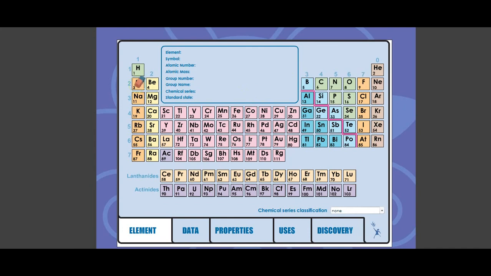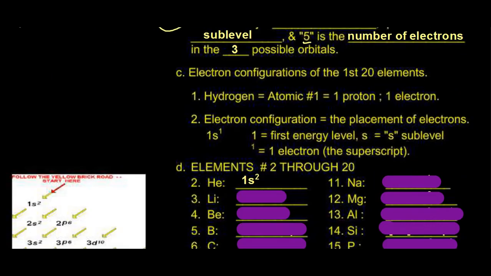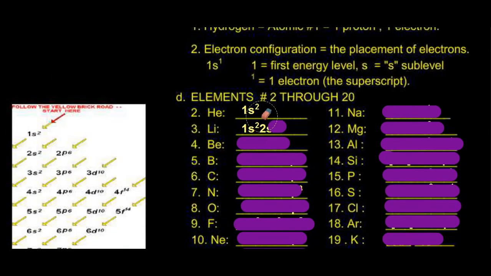Now, lithium is going to be 1s2, 2s1. Beryllium would be 1s2, 2s2. Let's go back to the next page. And then boron, we start counting across. That's going to be 1s2, 2s2, because that takes us through beryllium and finishes that rectangle.